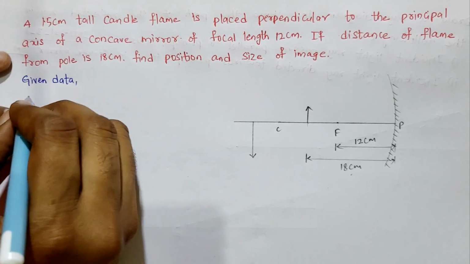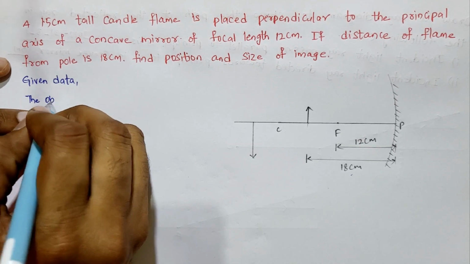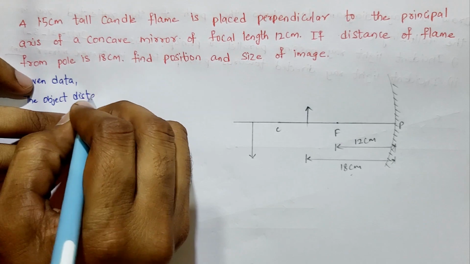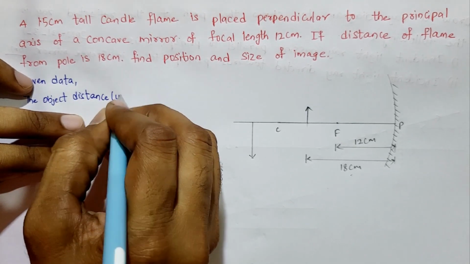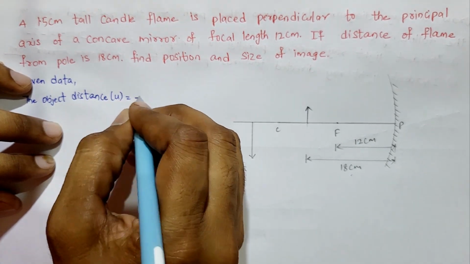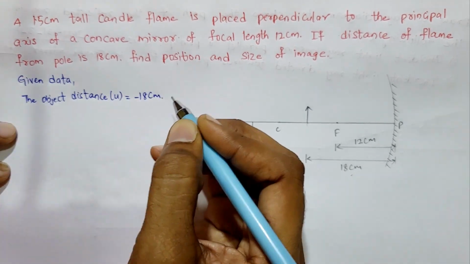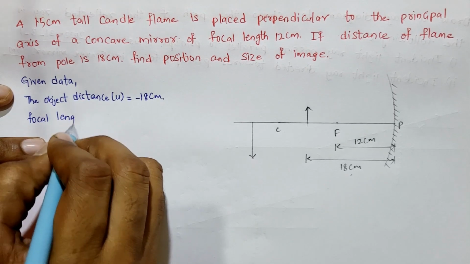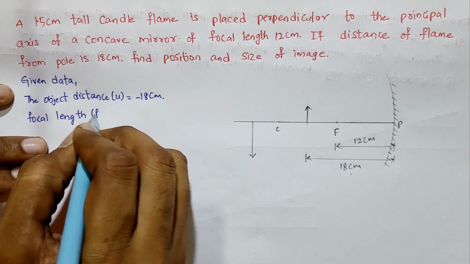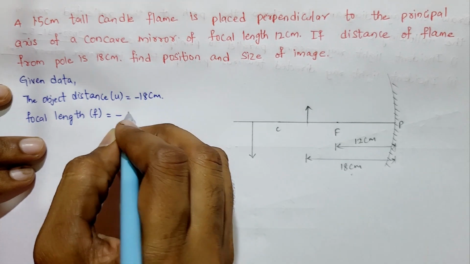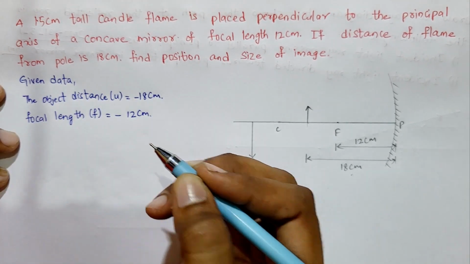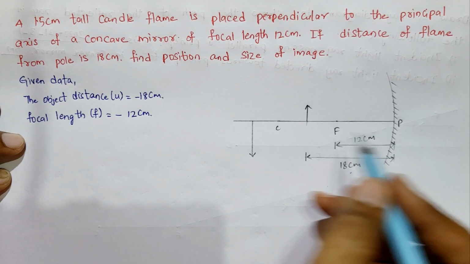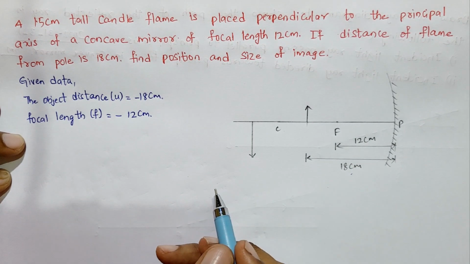Given data, the object distance u is equal to minus 18 centimeters. Focal length f is equal to minus 12 centimeters, and as it is a concave mirror, focal length will be negative. So focal length f is equal to minus 12 centimeters.